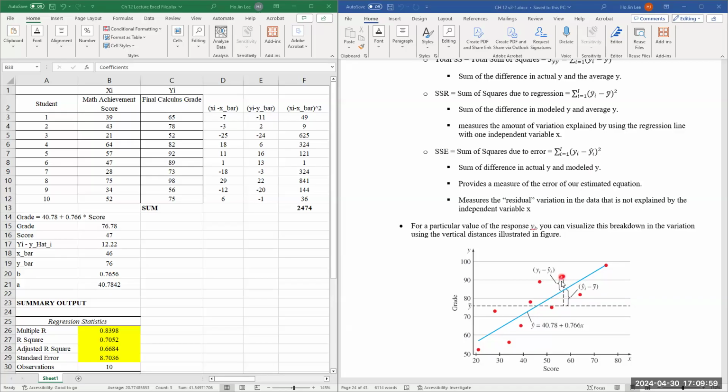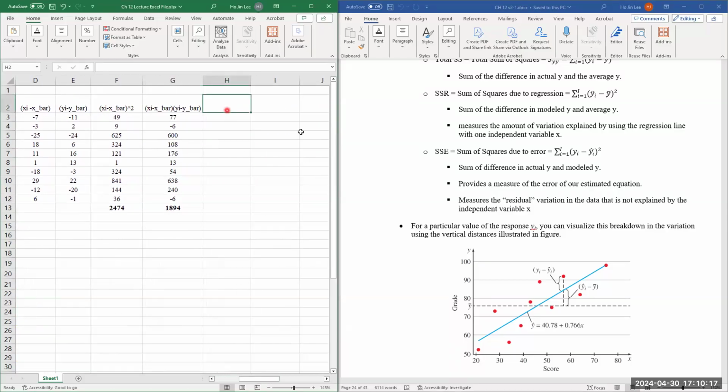This is the model. This is the actual data point. The difference is the error. This is the model. This is the average. This is explained by the model. The total SS is this. Okay, so let's calculate that here.